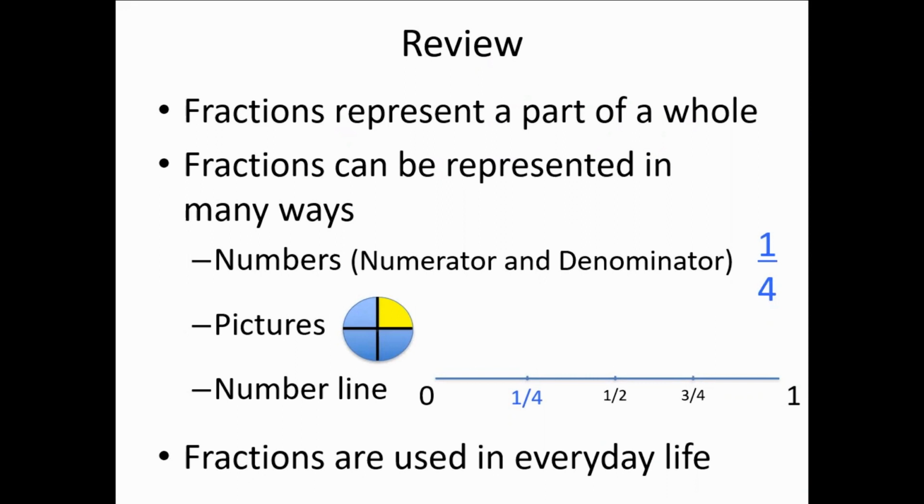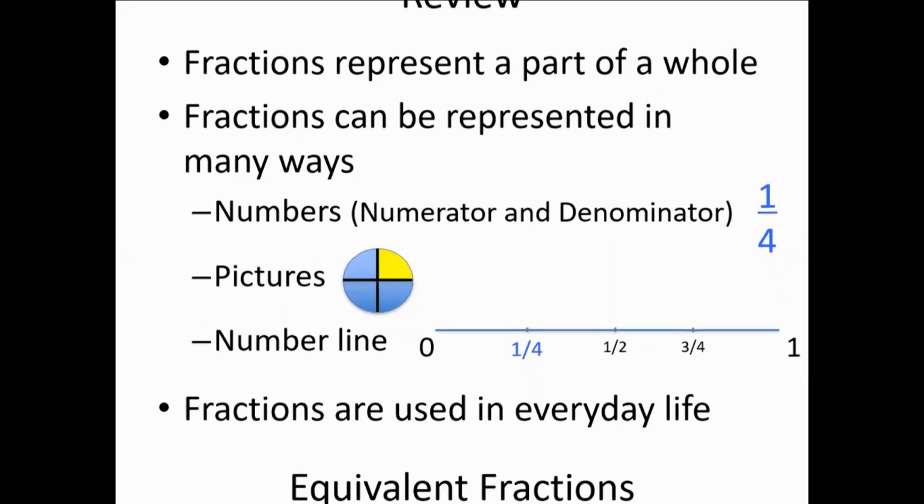The first way is to represent the fraction as numbers. Numbers consist of a numerator and a denominator, like 1 over 4, a quarter or one fourth. The second way is to represent the fraction by pictures, so we have here 1 part out of 4 equal parts, so 1 out of 4. The third way is to use the number line, and we have here a number line from 0 to 1 divided into 4 equal pieces, and we have 1 piece out of 4 pieces, so 1 out of 4. So that's how to represent a fraction in many ways.